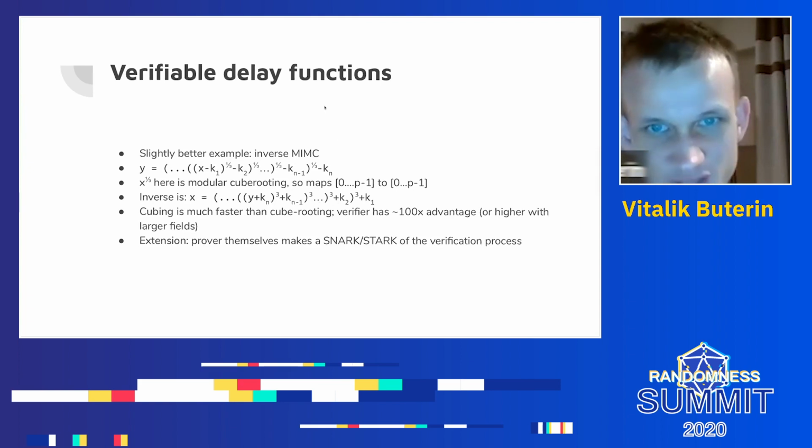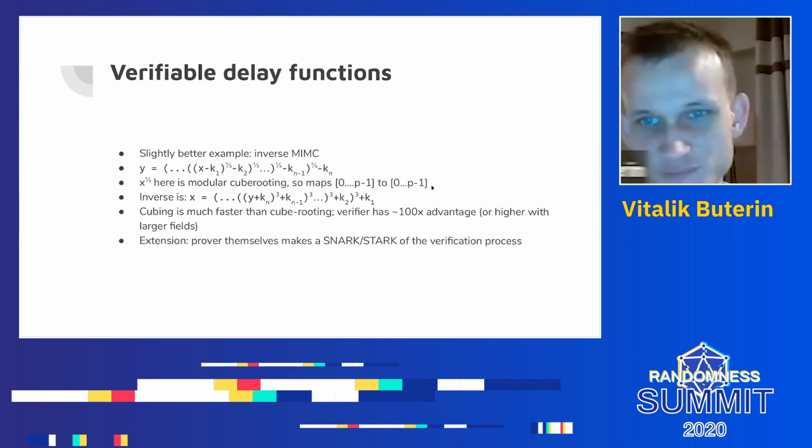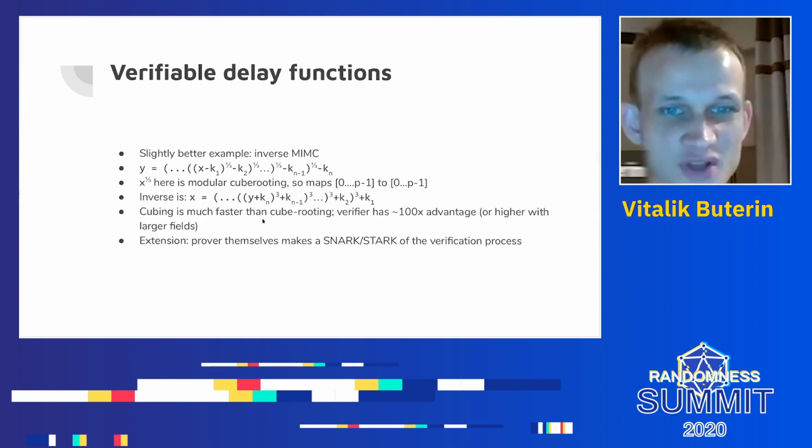And the inverse of this, of course, is to start at the end, subtract, cube root, subtract, cube root, subtract, cube root, subtract. So like here we have it, right? Subtract, cube root, subtract, cube root. And this is modular cube rooting, right? So it's mapping 0 to p minus 1 to the set 0 to p minus 1. This is all done modulo p. Cubing is much faster than cube rooting.